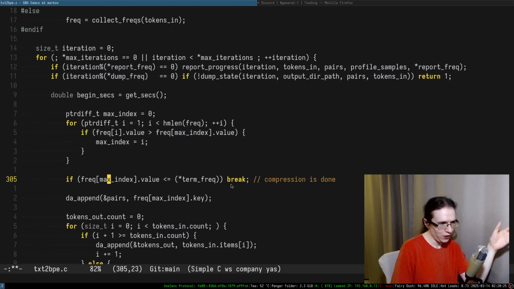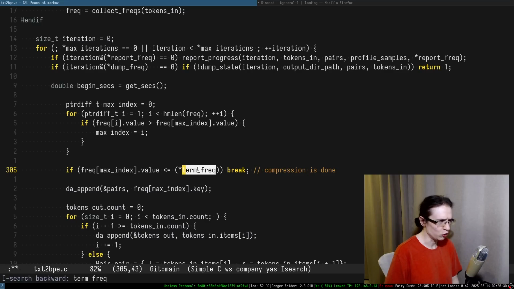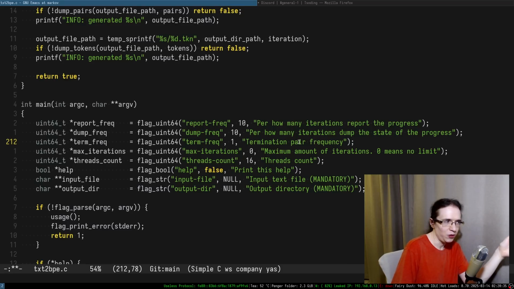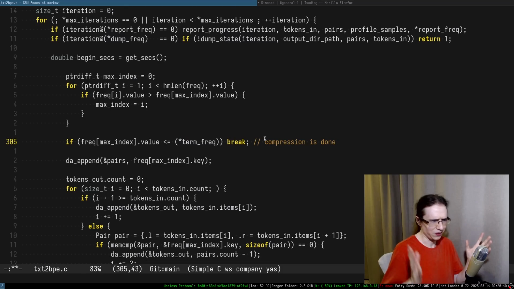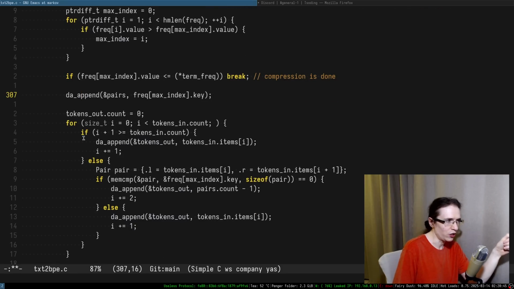So, and then if the frequency of the most frequent pair is basically 1, or you can actually customize that, right? I recently added that you can stop the process with a custom termination pair frequency. So maybe you stop at like 5, so it's not gonna go for too long. I haven't used it yet, but I thought maybe it's a good idea to have this kind of option. So then you add the maximum pair to the pair table, and then you start the replacement.